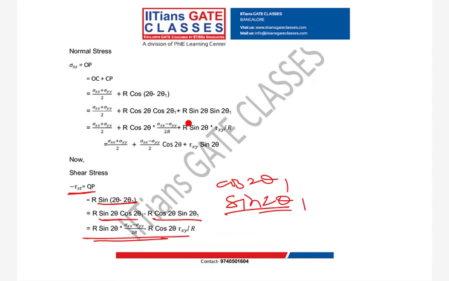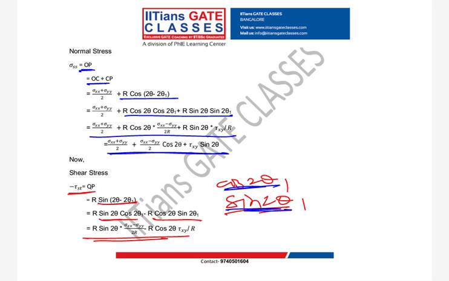So you guys can see here, OP is OC plus CP. CP is r cos 2 theta minus 2 theta 1. And again expand it. Substitute cos 2 theta 1 and sine 2 theta 1. You'll get this. And this is the equation which we have derived earlier mathematically. So this is the Mohr circle of stresses.